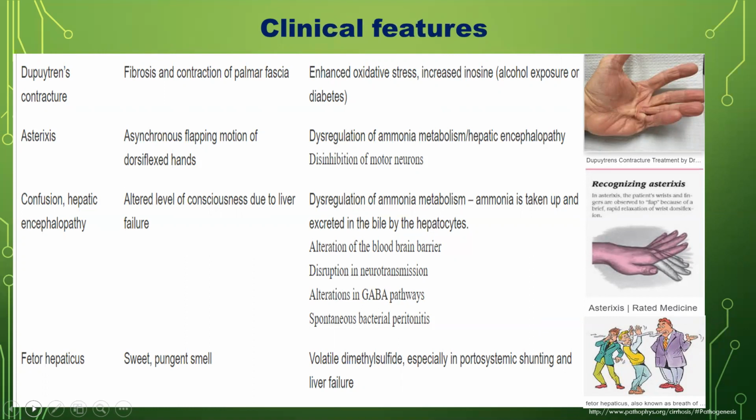Asterixis is a synchronous flapping motion of dorsiflexed hands due to dysregulation of ammonia metabolism and hepatic encephalopathy, which leads to disinhibition of the motor neurons. Confusion and hepatic encephalopathy we already discussed. Fetor hepaticus is a sweet, pungent smell due to volatile dimethyl sulfide, especially in portosystemic shunting and liver failure.